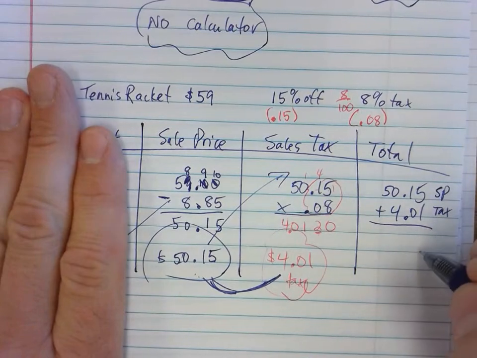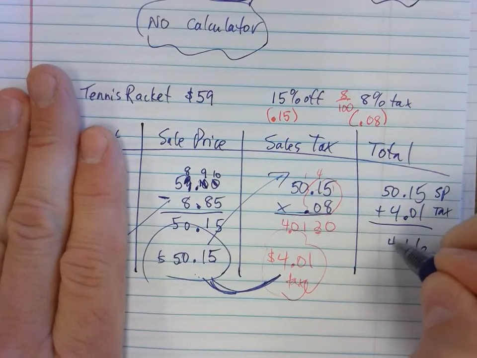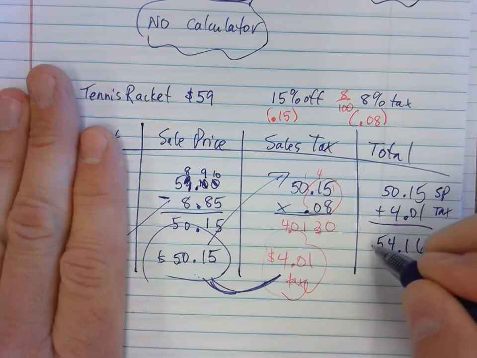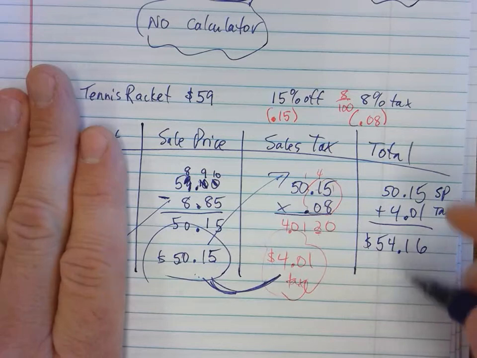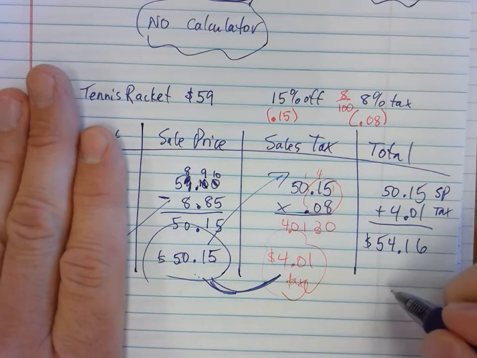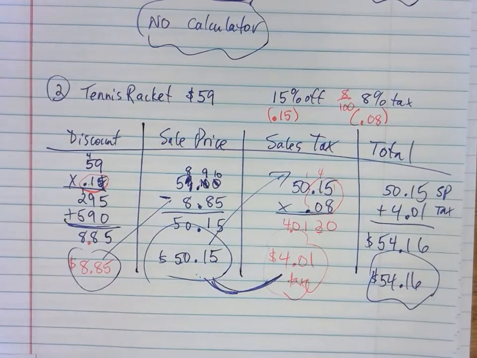And 5 plus 1, of course, is 6. 1 plus 0 is 1. 0 plus 4 is 4. And 5 plus nothing is 5. So the racket with tax, after you get the 15% off and pay the 8% tax, is $54.16. Now that's all doing it without a calculator.